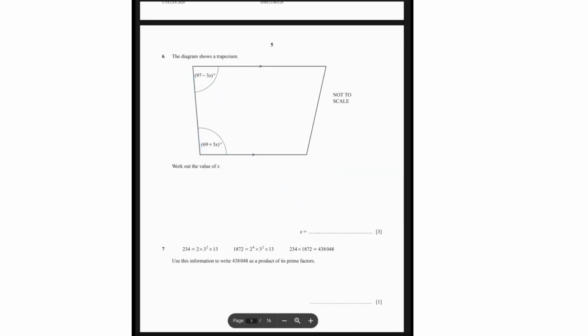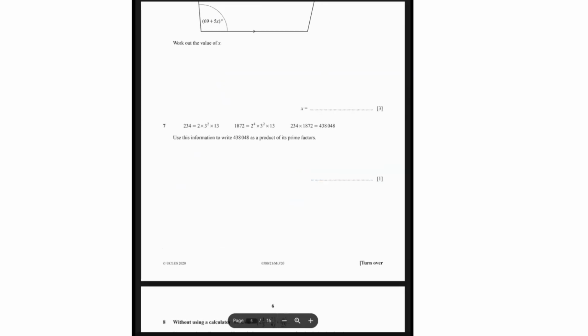Let's move on. Question 7. Use this information to write 438,048 as product of its prime factors. Now, they've already prime factorized 2 numbers for you. And they tell you that the number that you want to prime factorize is a product of these 2 numbers. Okay, just write out the working. Okay, this one is 234 times 1872.